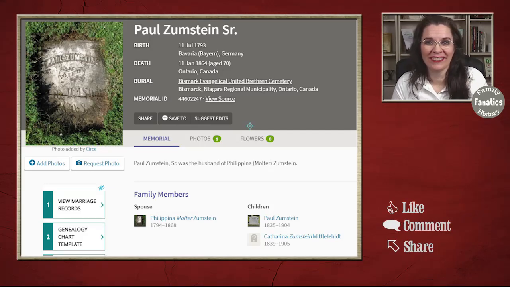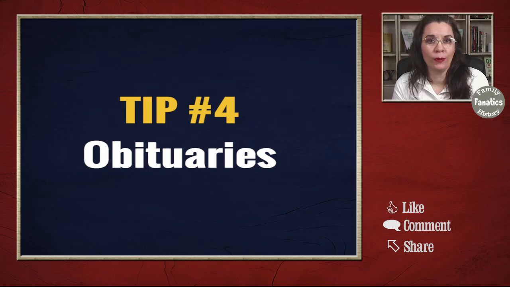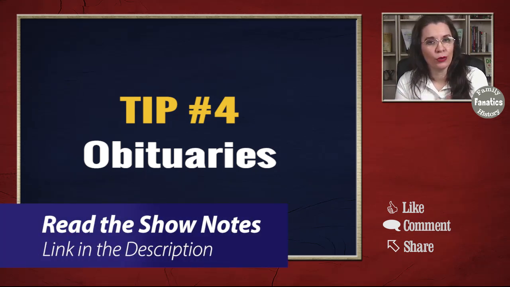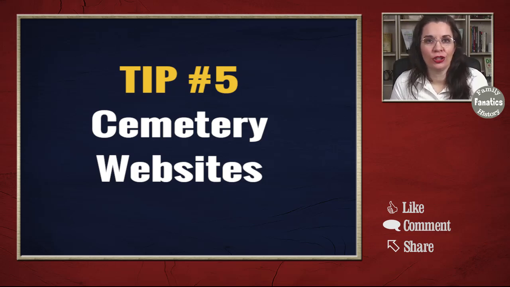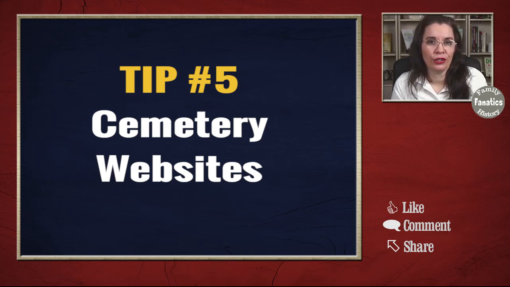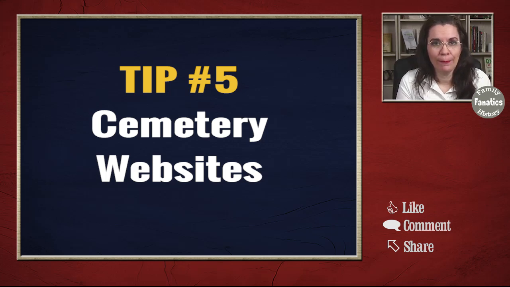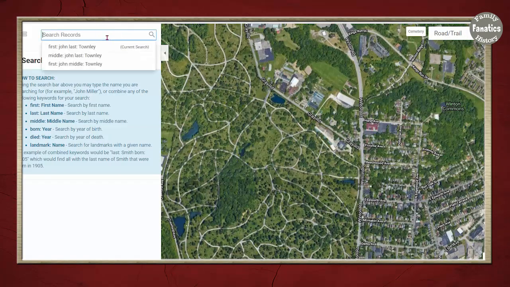Another place you want to look is obituaries. Have you tried the obituary collection from newspapers.com that's over on ancestry.com? I have a video all about it, so you want to check out the show notes or the link in the description because both will tell you how to access that additional video. If you happen to find that your ancestors' information isn't on Find a Grave or isn't on BillionGraves, or even if it is, I also want you to see if you can find out if there is a website for that particular cemetery. Now, Spring Grove Cemetery in Cincinnati, Ohio has a fantastic website.